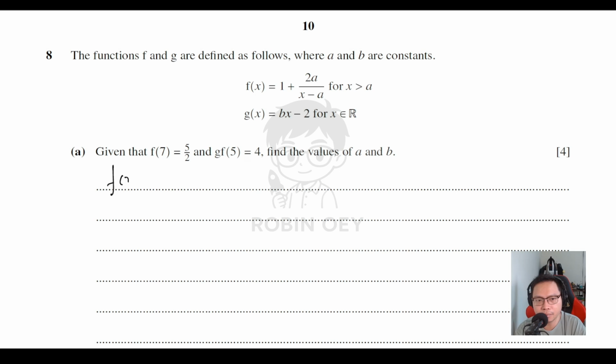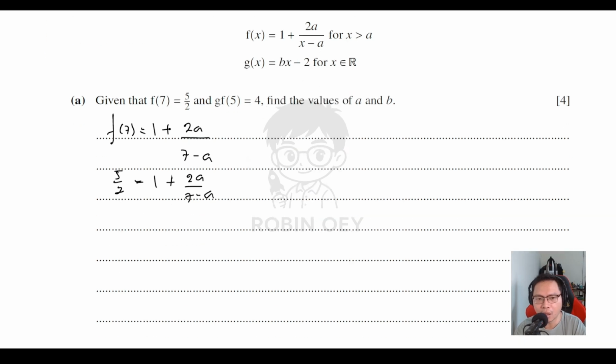So f of 7 is equal to (1 plus 2a) over (7 minus a). And we know the value of f of 7 is 5 over 2. Now I move the 1 to the left-hand side, so I get 3 over 2 equals 2a over (7 minus a). Cross multiplying, this gives me 21 minus 3a equals 4a, and 7a equals 21, hence a equals 3. So I got the first value.